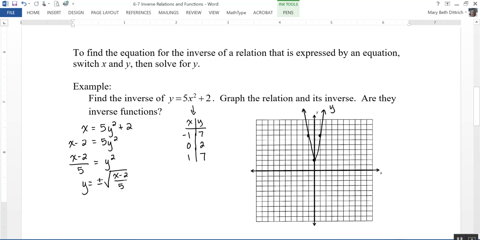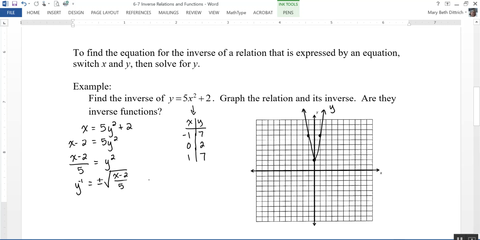And actually, let me go back over here. For some of this, let me reintroduce you to some notation you're probably familiar with. So instead of saying y, in order to distinguish this from the original function, we do what looks like an exponent of -1, but it really means the inverse. So this is the inverse of y is equal to that.